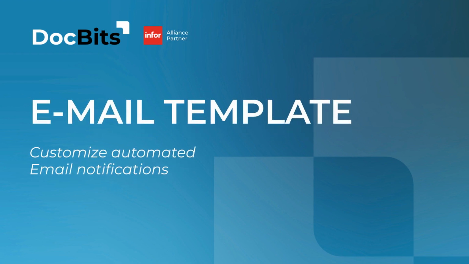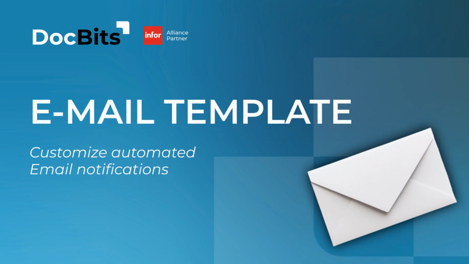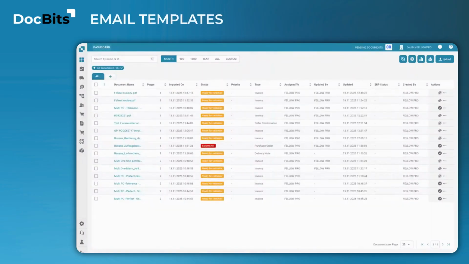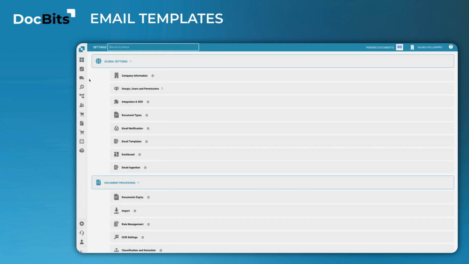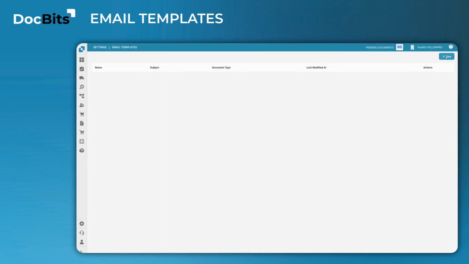In DocBits, you can create email templates that are used to send automated email notifications. To create a new template, go to Settings, Global Settings, Email Templates, then click New.